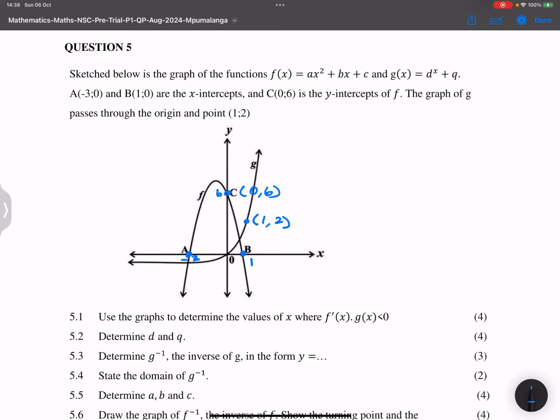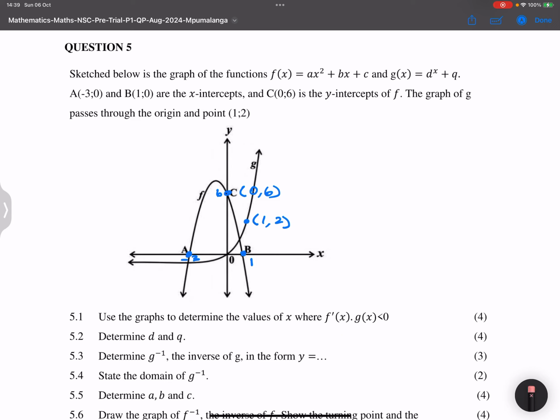Right, now the first thing they ask us to do is use the graph to determine the values of x where f prime x. Now remember, ladies and gents, when we're looking at f prime x, we're looking at the gradient of the graph, or in this case, we can even say whether the graph is going uphill or downhill as we go towards the right, okay? So we are looking at the gradient of f, and for g of x, we are looking at whether the y values are positive or negative.